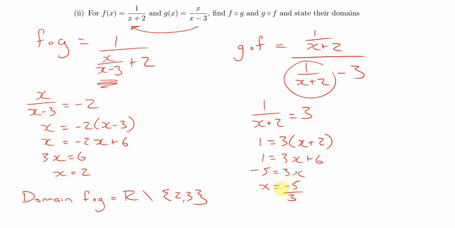And then the other value is when this part here equals 0, so when x is negative 2. So again we've got the domain of g of f equal to the real numbers, but not equal to negative 5 on 3 and also negative 2. Done.